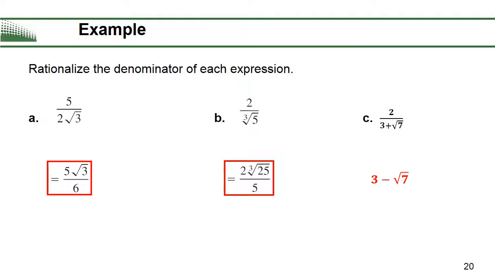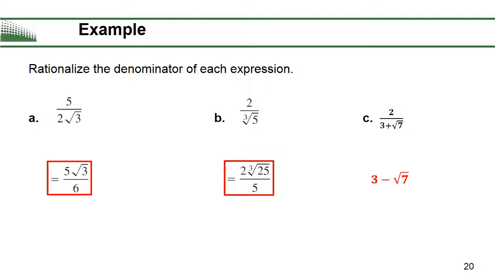B is an example of a cube root. So what I need to multiply the denominator by is the cube root of 5 times 5, or 25. What that will do is give me the cube root of 125 in the denominator, which simplifies to 5. I also have to multiply the top by the cube root of 25, so the top is going to be 2 times the cube root of 25.